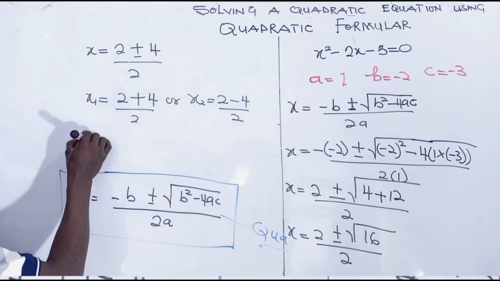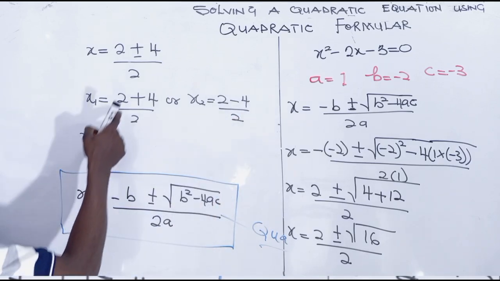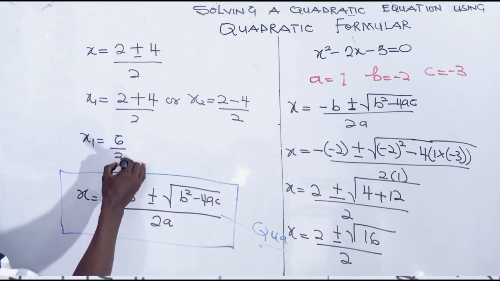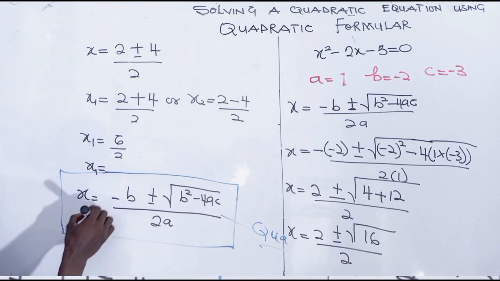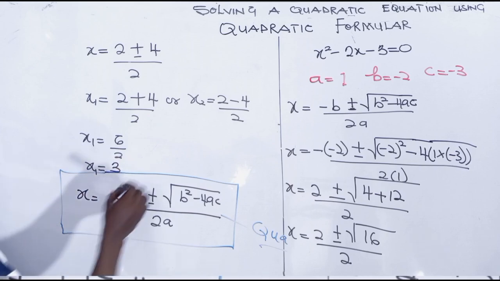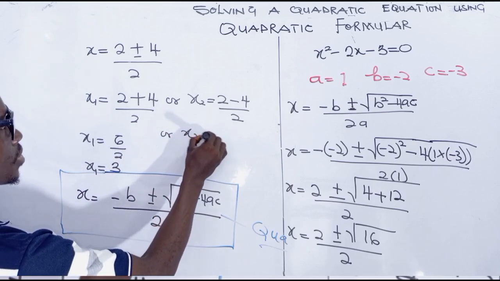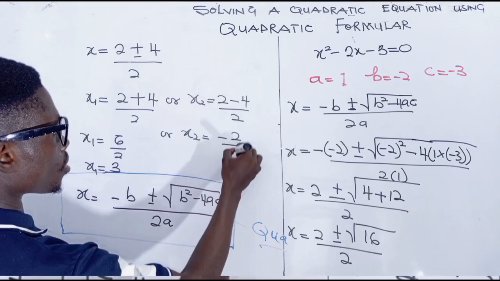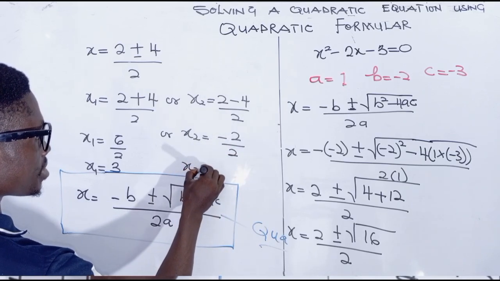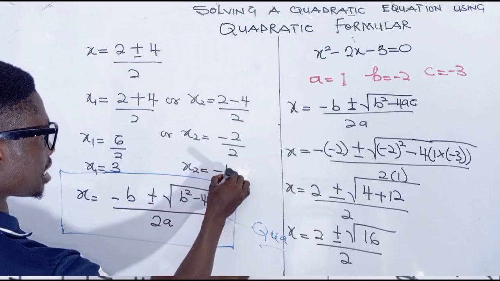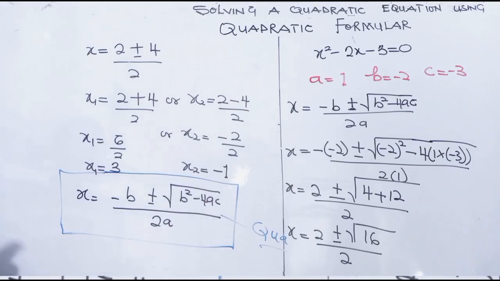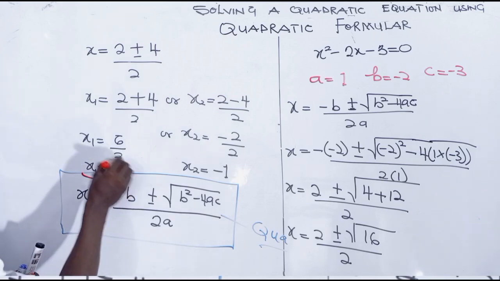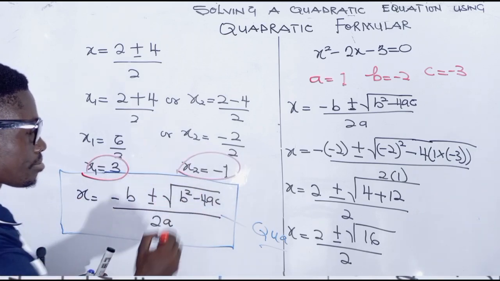So we have x1 is equal to 2 plus 4 gives us 6 divided by 2. That gives us x1 to be what? 3. Then we have x2 is equal to 2 minus 4, which gives us minus 2 all over 2, and when you simplify further, you are going to get minus 1. So the value for x which satisfies this quadratic equation is either x is equal to this or x is equal to that. As easy as that.